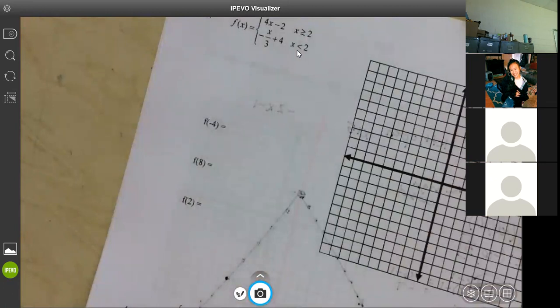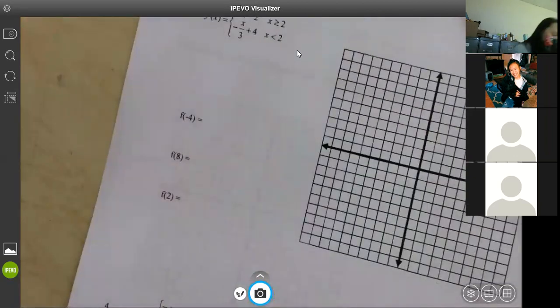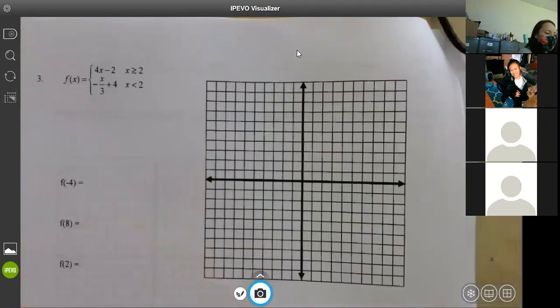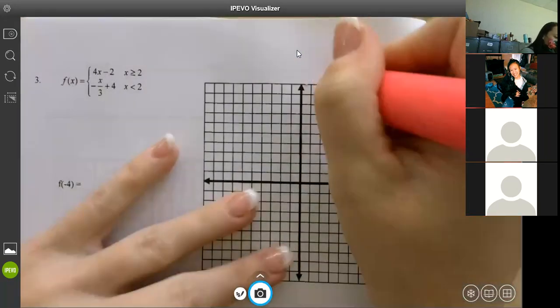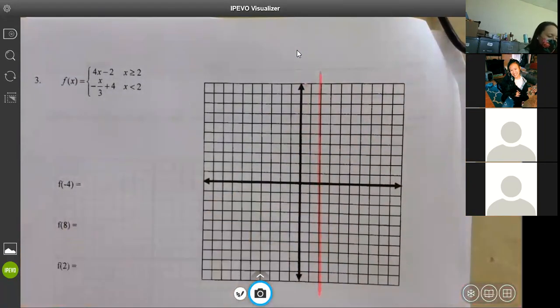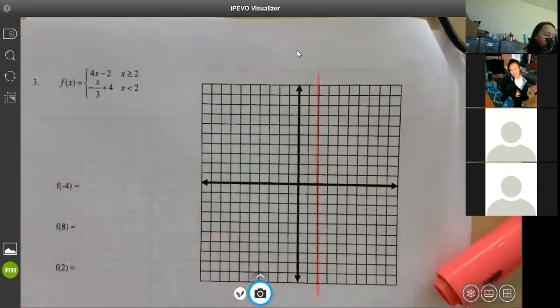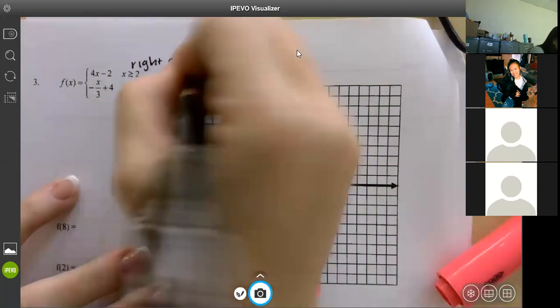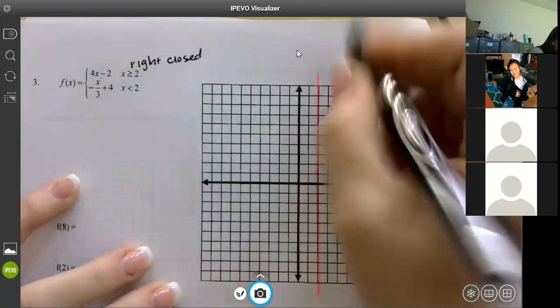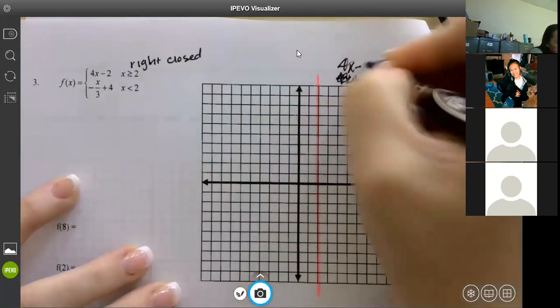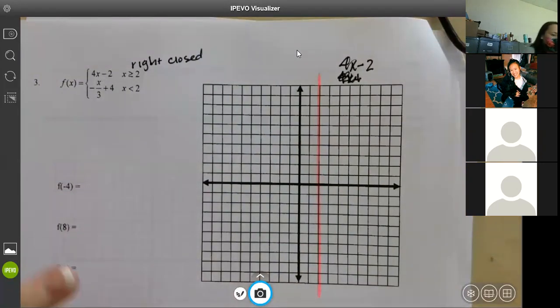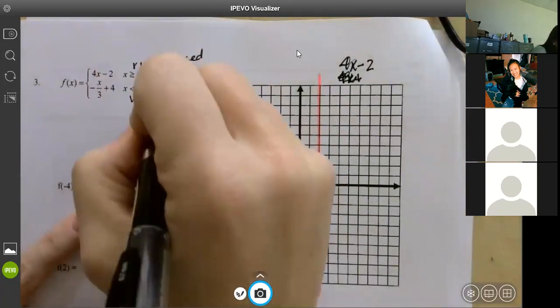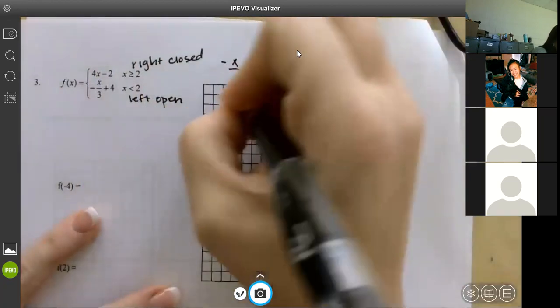So we're going to keep going, okay? So on the next one, your boundary is at 2. So we're going to graph our boundary at 2. The first one is greater than, so it's to the right and closed. So on this side, we're doing 4x minus 2. And then this one is left and open on the boundary. So x over 3 plus 4.